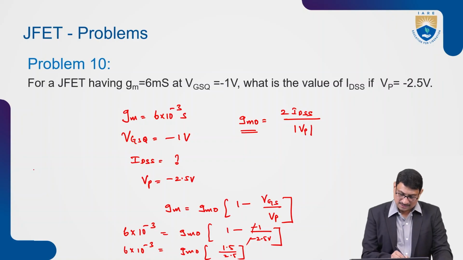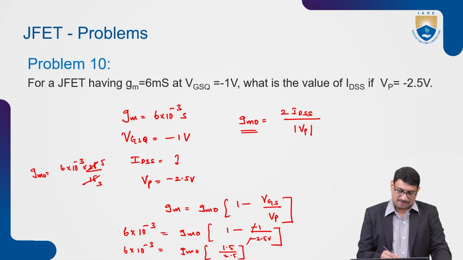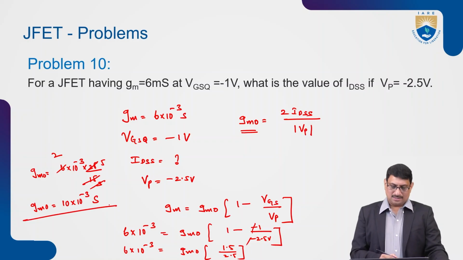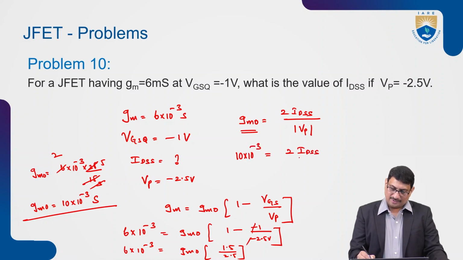From this, the gm naught equal to 6 into 10 power minus 3 into 2.5 divided by 1.5, or gm naught equal to 10 into 10 power minus 3 Siemens. Once I know the gm naught, I will substitute this value here: 10 into 10 power minus 3 equal to 2 IDSS divided by magnitude of VP. The magnitude of VP is 2.5.